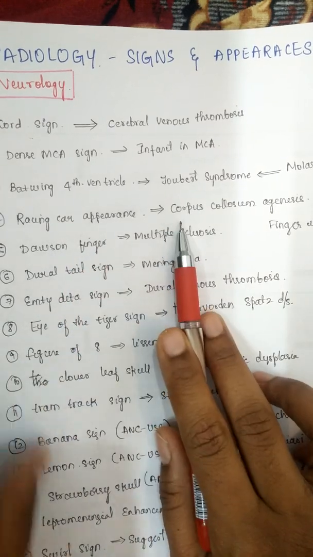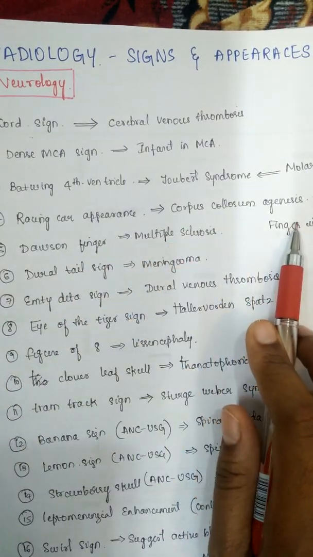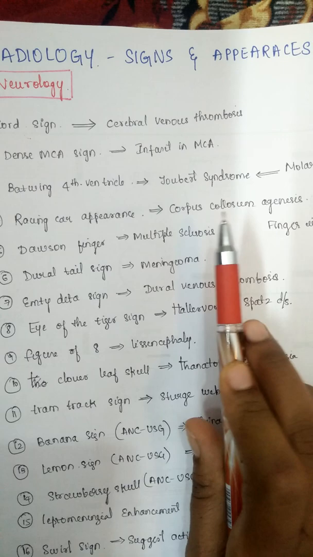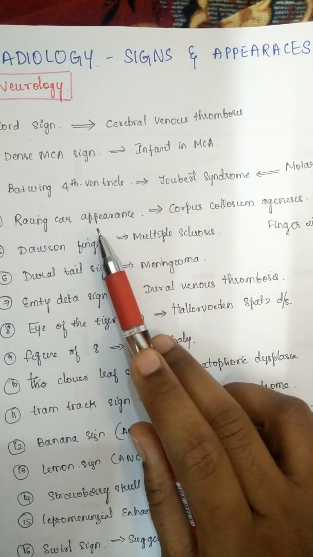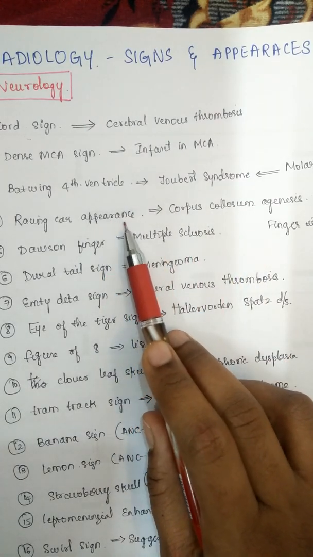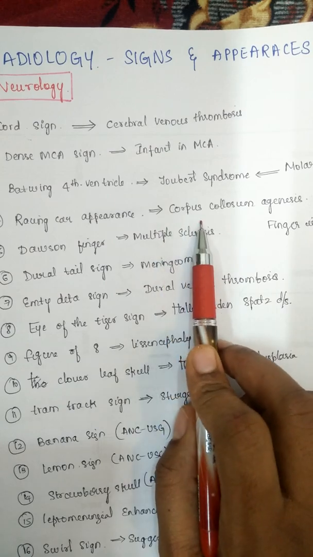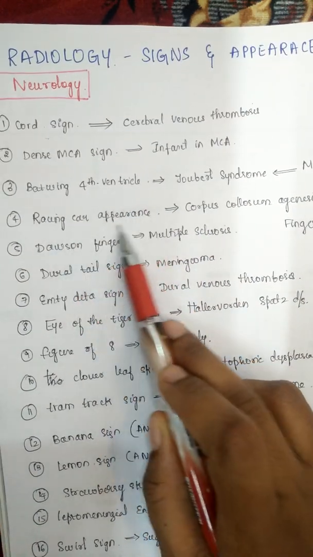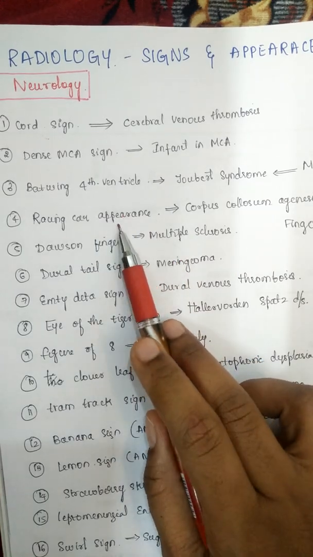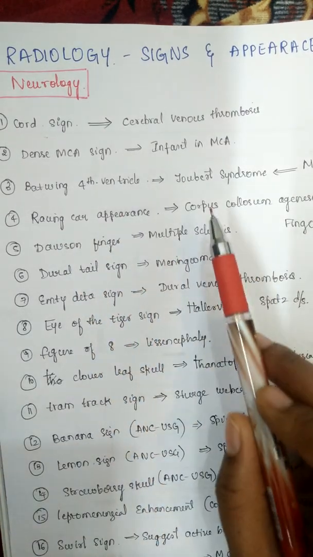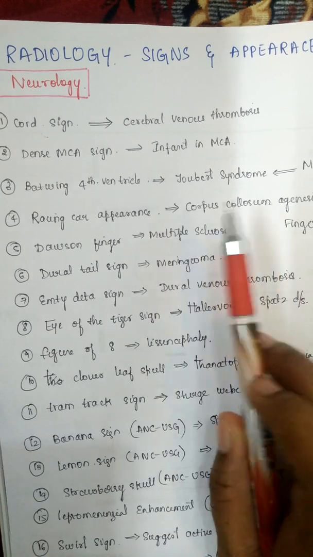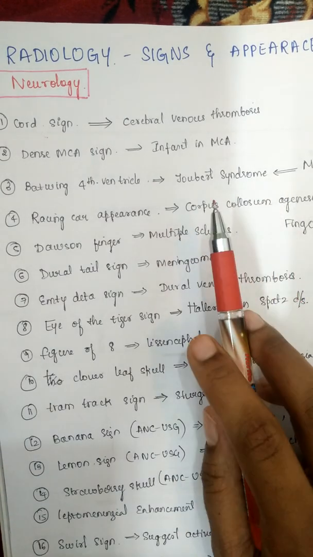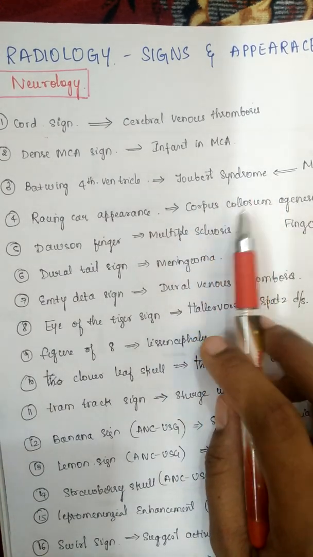Coming to the next one, in corpus callosum agenesis, the corpus callosum is not there. Hence, the lateral ventricles are parallel to each other, and the posterior part of the ventricles is enlarged, giving the appearance of a racing car. Remember friends, racing car appearance is corpus callosal agenesis, whereas boxcar appearance is Huntington chorea.